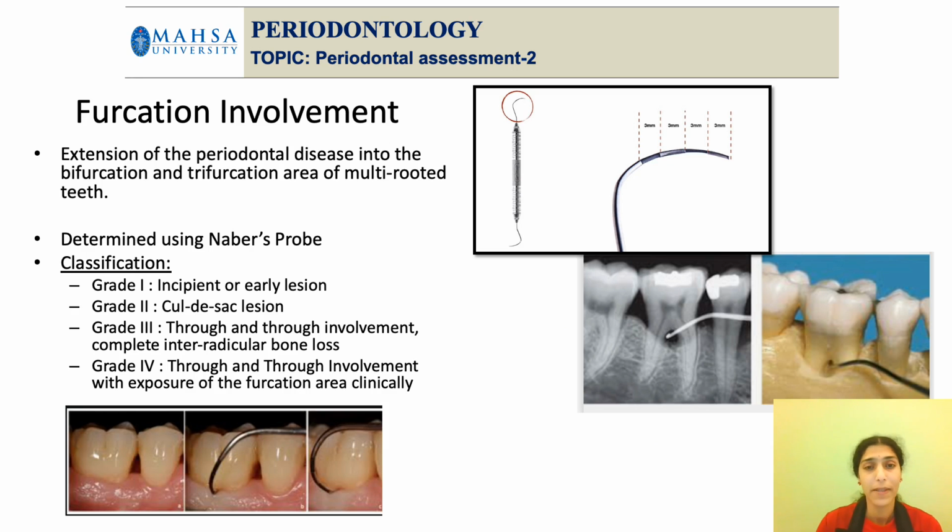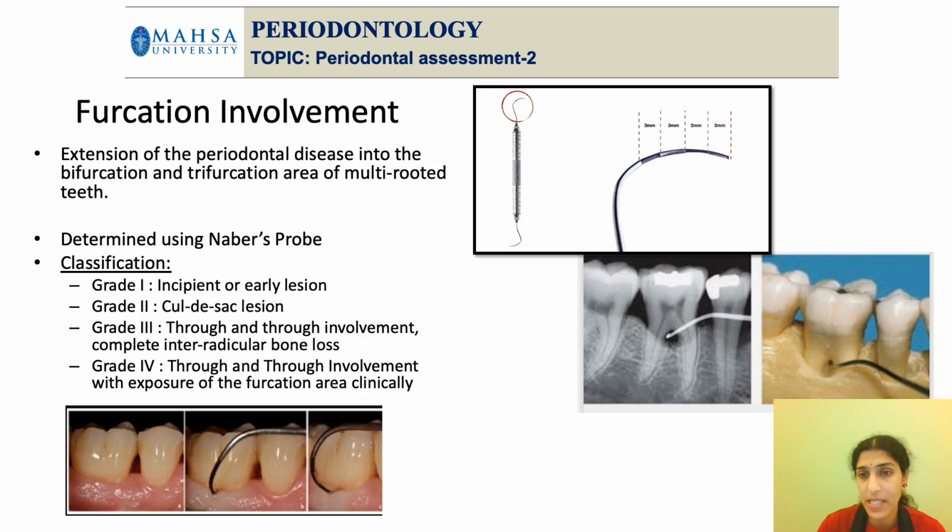The fourth important parameter under the examination of the periodontium is furcation involvement. Of course, furcation involvement itself is a topic for you, and it has been well covered, I believe, recently. So I will just touch briefly on the points that are necessary for clinical assessment of furcation involvement. The first thing is the probe that has to be used for furcation involvement measurement is called the Nabers probe. This Nabers probe also has some color coding.